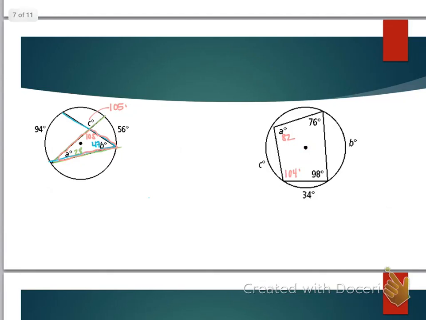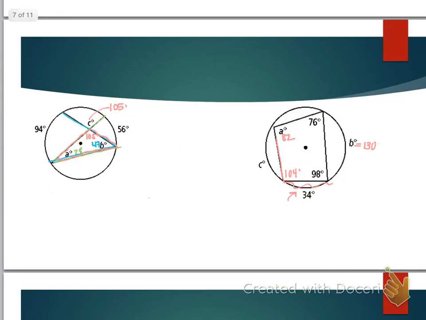And now we got to figure out what my central angles are touching. So this A here would give me this entire thing. So if I double 82, I have 164, but part of my arc is already 34. So if I take away 34, I get B to be 130.